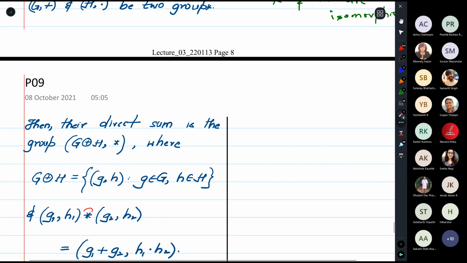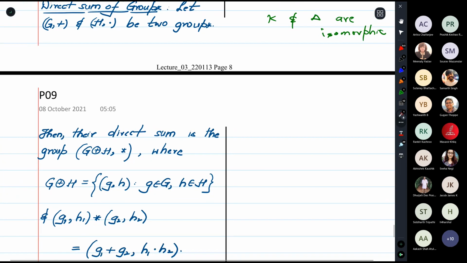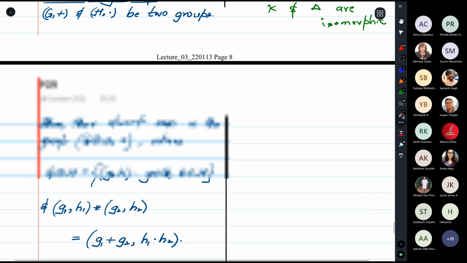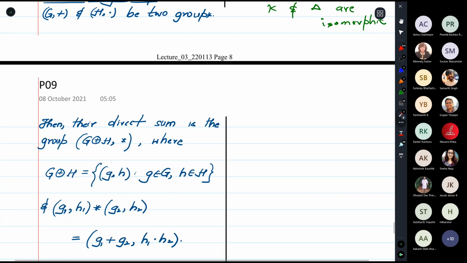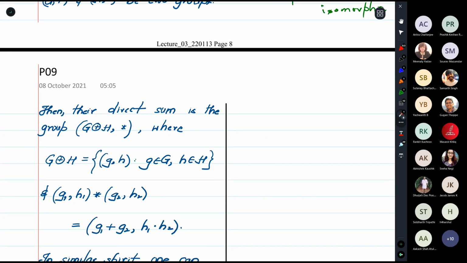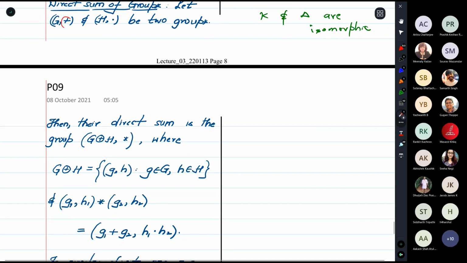And now I have to talk about the operation. The operation is defined as follows. Let's say you give me two elements from this direct sum. Let us denote them as (G1, H1) and (G2, H2). And now you perform this operation over here. So what is this operation? How do you do it? Now notice that G comes with the operation plus and H comes with the operation multiplication.